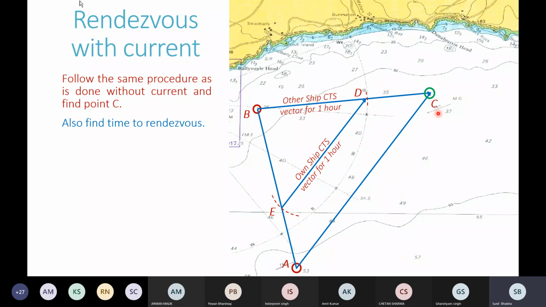So what we do now is we also find out the time to rendezvous, exactly as we did in the previous question. That is, you can measure distance AC and divide it by the engine speed of own ship, or the second option is you can measure distance BC and divide it by the engine speed of the target ship. Now once we have the time to rendezvous, we can involve the current in our plot.